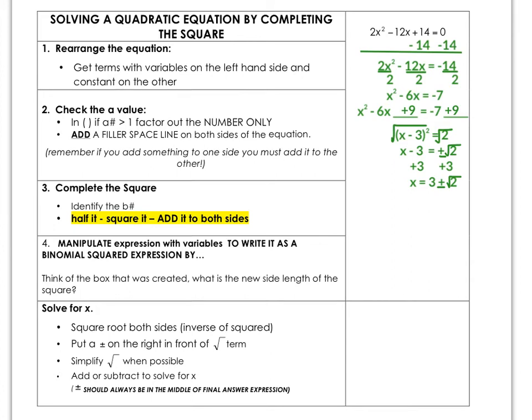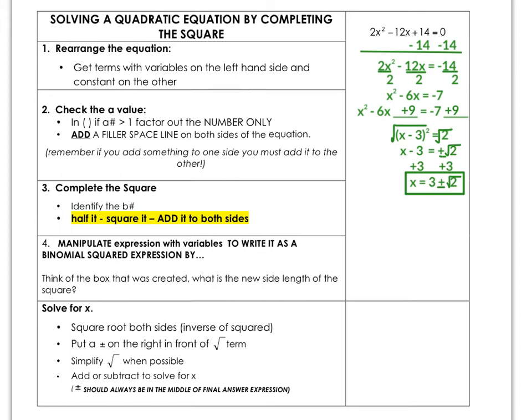And remember, this means that we have two answers. One is 3 plus radical 2, and the other is 3 minus radical 2. And also note that I couldn't simplify the radical 2 since there are no perfect squares that go into radical 2 to make it any smaller. Okay, so we completed the square based on the information I gave you in the last video.